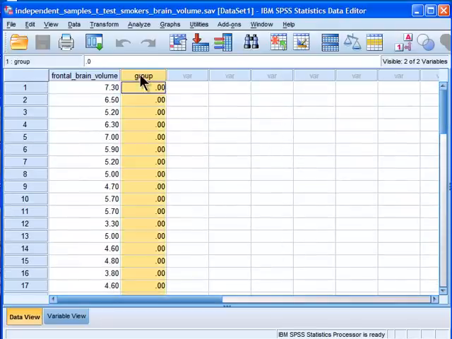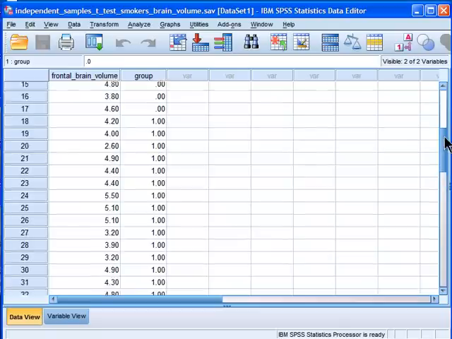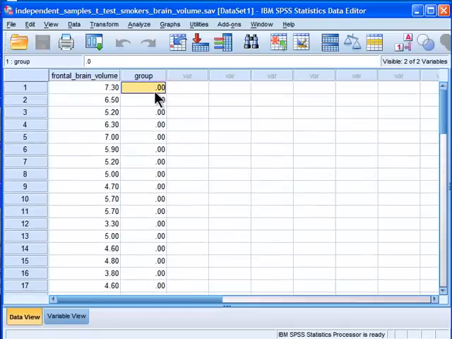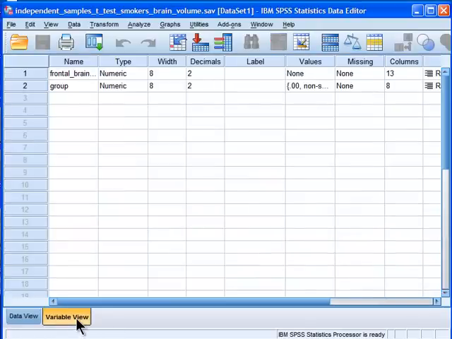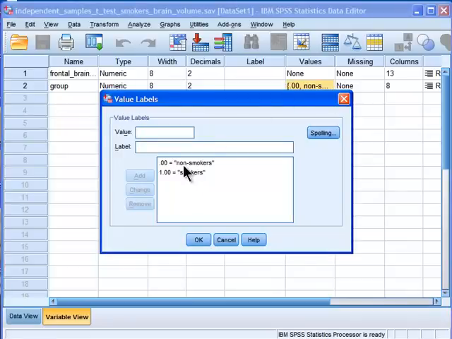And then we've got our grouping variable next to the frontal brain volume variable. So for grouping, I've got two groups, zeros and ones. Ones are at the bottom, zeros at the top. Zeros are people who are non-smokers, and ones are smokers. How I've labeled that, you can see in Variable View by clicking that tab at the bottom. I've got values here, so zero is non-smokers and one is smokers. I did that by adding values here and then adding through this option here.